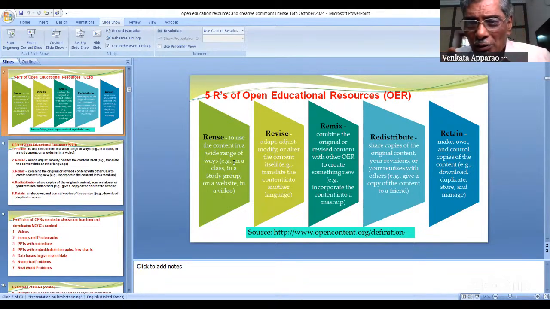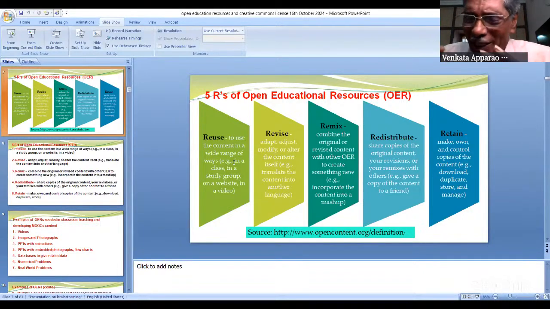Then you can also revise slightly, suitable to your audience, suitable to the target group of your students. You can revise and use it. That is possible. There is no problem at all. But you acknowledge the creator.